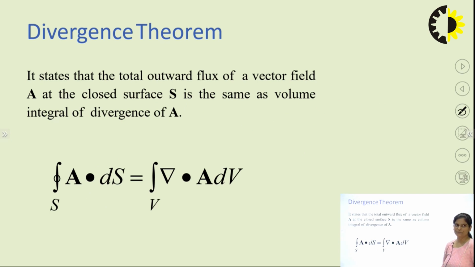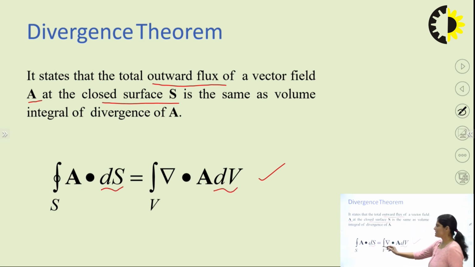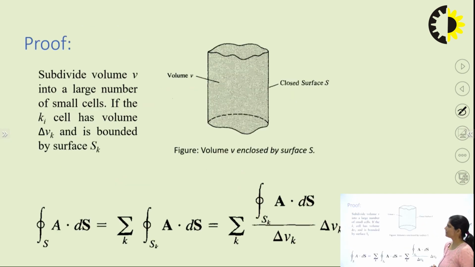Now the divergence theorem. It states that the total outward flux of a vector field A through a closed surface S is the same as the volume integral of the divergence of A. So that is equal to this one. Now you should know this formula: the closed surface integral of A dot dS is equal to the volume integral of del dot A dV. This is for the closed surface, this is for the volume. So this is your LHS, this is your RHS, it should be equal to this one, then only you can apply it. Now this is the proof.